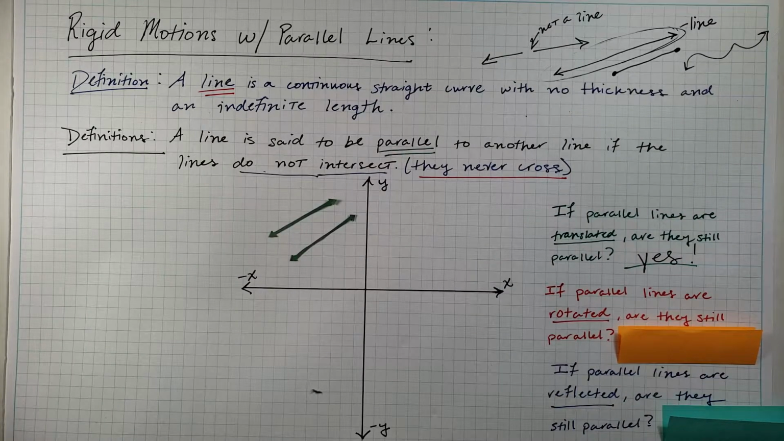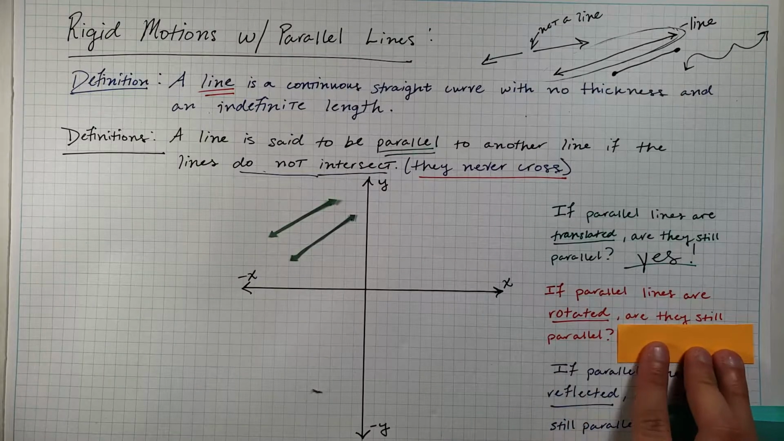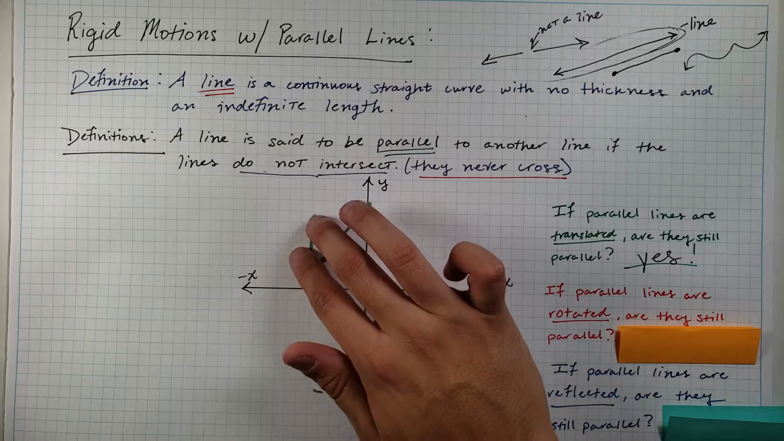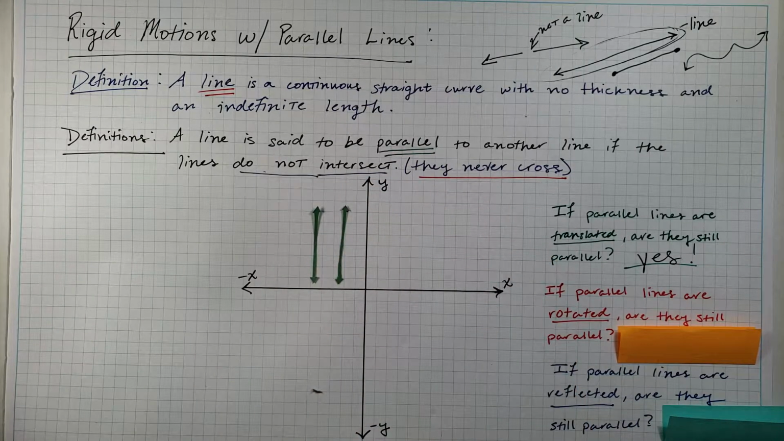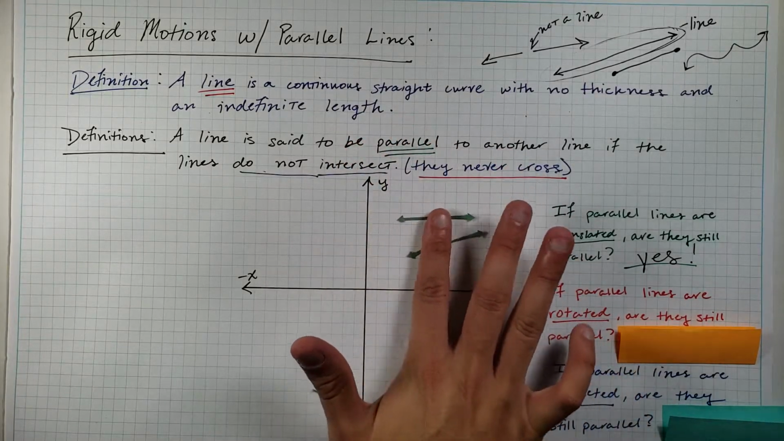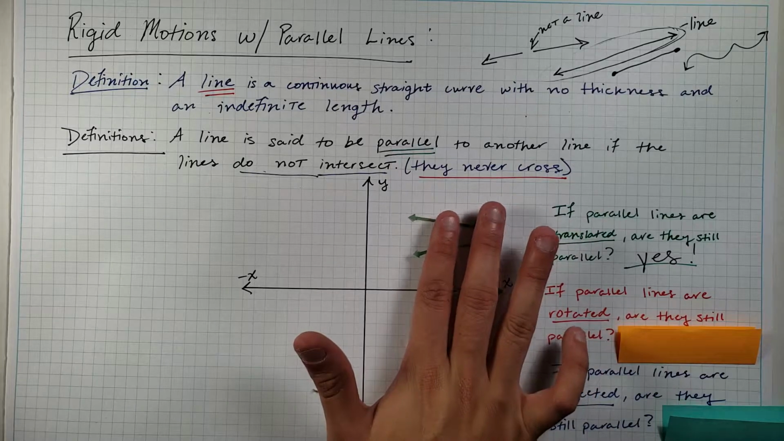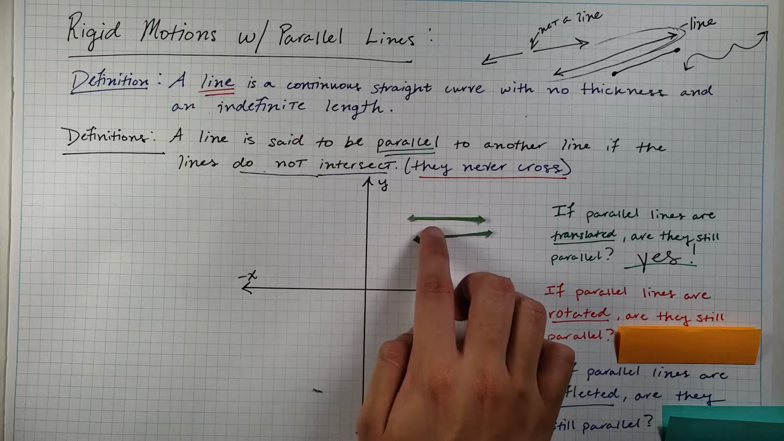Answer, yes. So now we can look at the next one. The next one says, if parallel lines are rotated, are they still parallel? Let's check. So we'll start with these lines right here. Maybe we'll rotate these lines clockwise 90 degrees about the origin, so they'll look like this. That means we're going around the point (0, 0), the origin. What happens when I rotate 90 degrees clockwise?